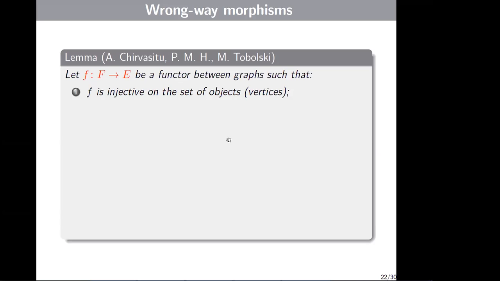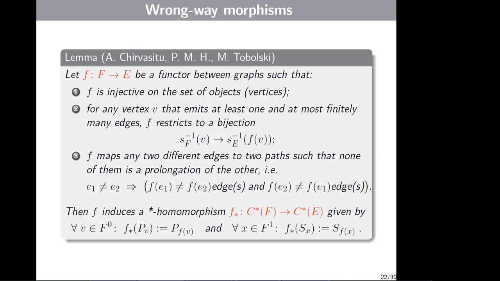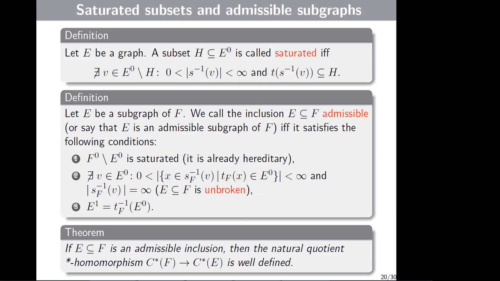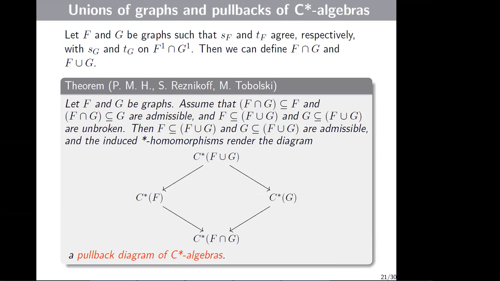Okay. So first, we assume that F is injective on the set of objects. And you should already guess why. Well, I want to build this time a covariant functor. So at the end of the day, I want to have an induced map which goes in the same direction. You see, I have a map from F to E, and then I have a star homomorphism from C star F to C star E. This is covariant. Remember the theorem which we just had was contravariant. I have an inclusion from E to F, and I have a surjection from C star F to C star G. That's the other way around. That's contravariant.